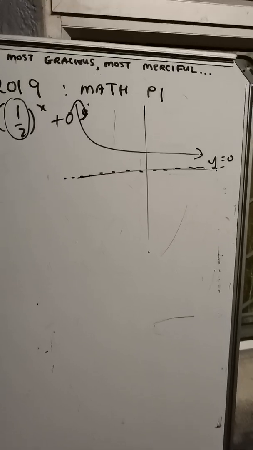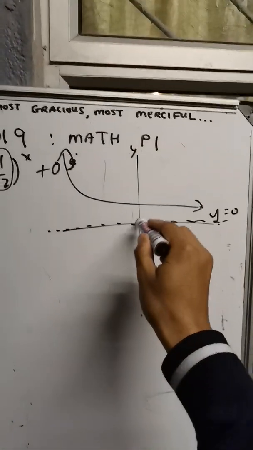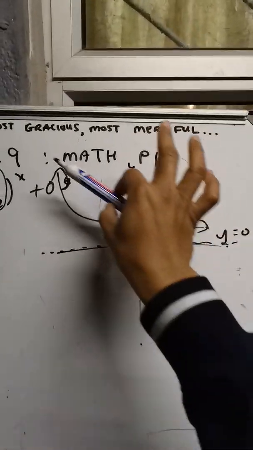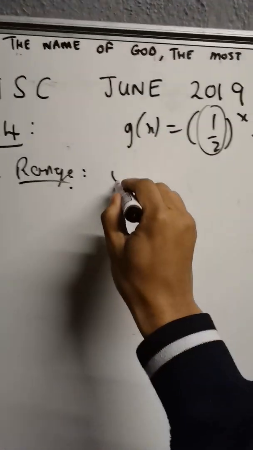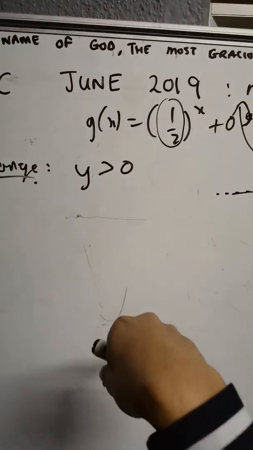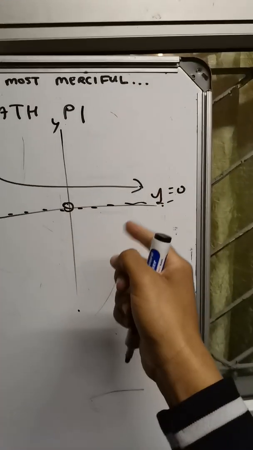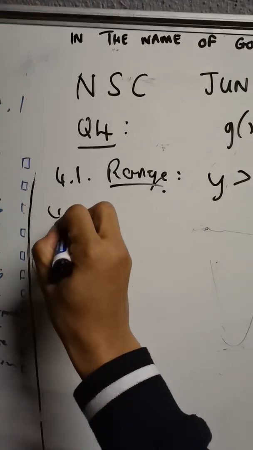So the range of the graph is all the y values. That's the y-axis. You can see that the range of this graph only lies above the 0 mark on the y-axis. So the range is going to be y is more than 0. y will never be equal to 0 because y equals 0 is the asymptote and the graph does not lie below the 0 mark.